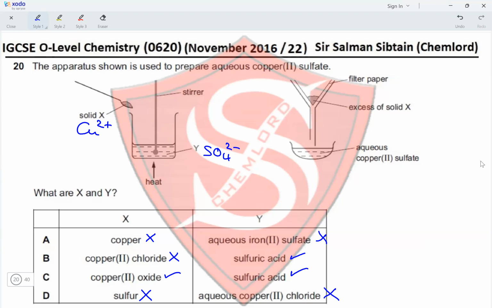Therefore, the correct option for this question is option C, because copper oxide is an insoluble salt which would react with sulfuric acid producing copper sulfate, which would be a soluble salt. A blue solution would be produced and the excess of copper oxide would remain in the solution, which can be filtered out and the two salts separated. Therefore, option C is the correct option for this question.